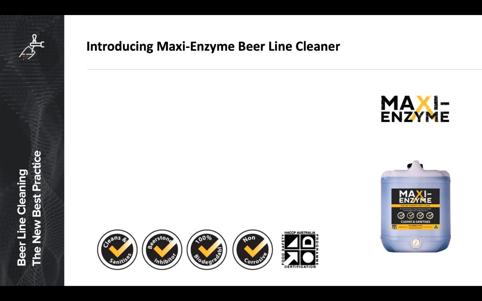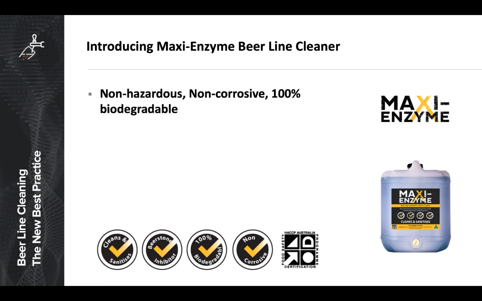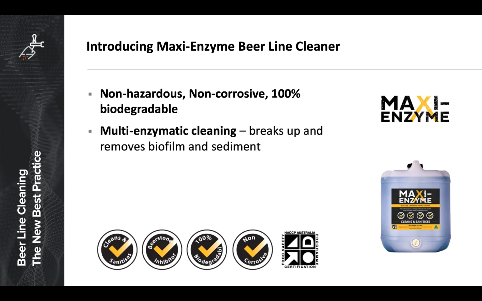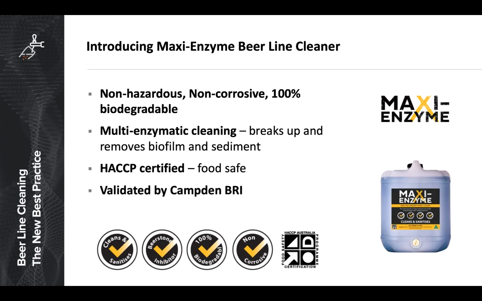Next, we have MaxiEnzyme Beer Line Cleaner. This product is a real game changer in beer line cleaning technology. Firstly, it's non-hazardous, non-corrosive, and 100% biodegradable. And it uses what's called multi-enzymatic cleaning, which breaks up and removes biofilm growth and sediment, making it a very effective cleaner. It's also HACCP certified, meaning it's food safe and actually the only chemical on the market to be HACCP certified. It's validated by the Camden BRI, and because it's food safe, it's perfect for soaking beer taps and couplers.